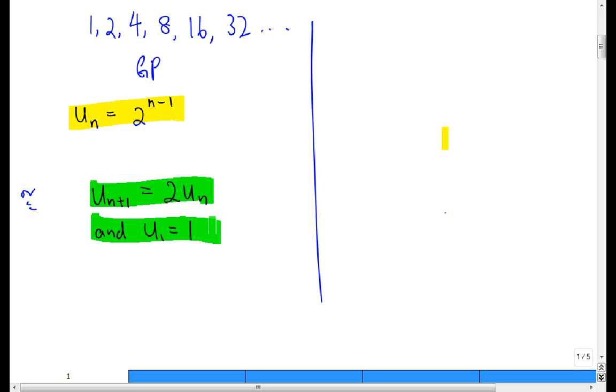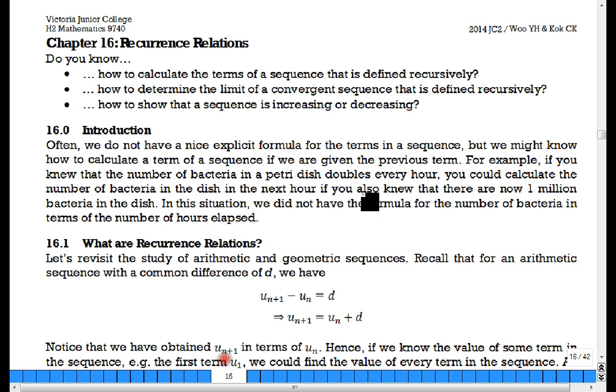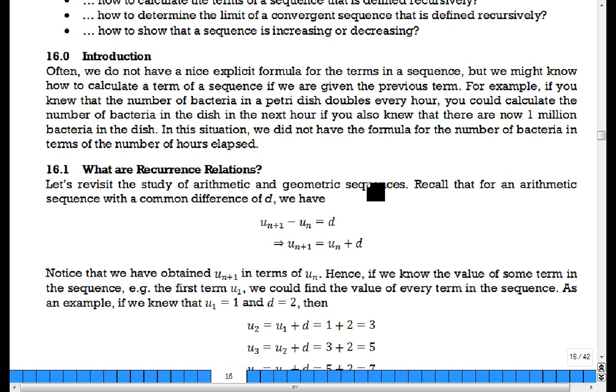Okay, that's all we are interested in looking at. So first you must really understand this basic idea of expressing the next term in terms of the previous term. Get it? Okay, then if you get it, we go on to the notes. Then you can read some of the things on your own.